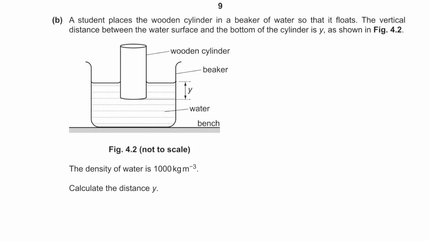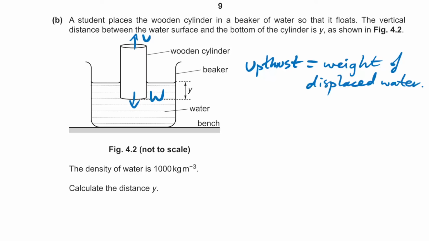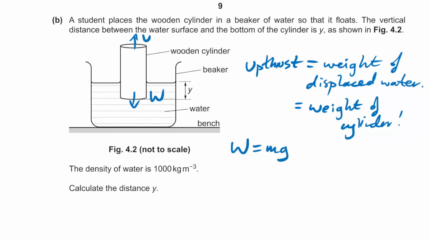Okay, yes, we knew it was going to be floating in water eventually, didn't we? Calculate the distance, y. Okay, right, we know that upthrust is equal to the weight of displaced water. And because it's floating, that's equal to the weight of the cylinder. Therefore, we can just say that the weight of the water is equal to mg. And again, that's going to be rho vg, so that's going to be equal to rho a, well, it's y this time, isn't it? yg. So there's a whole shortcut that we can take here.